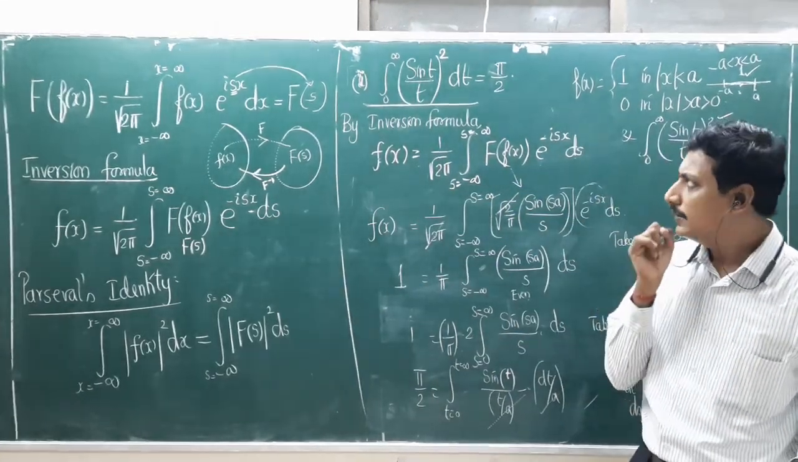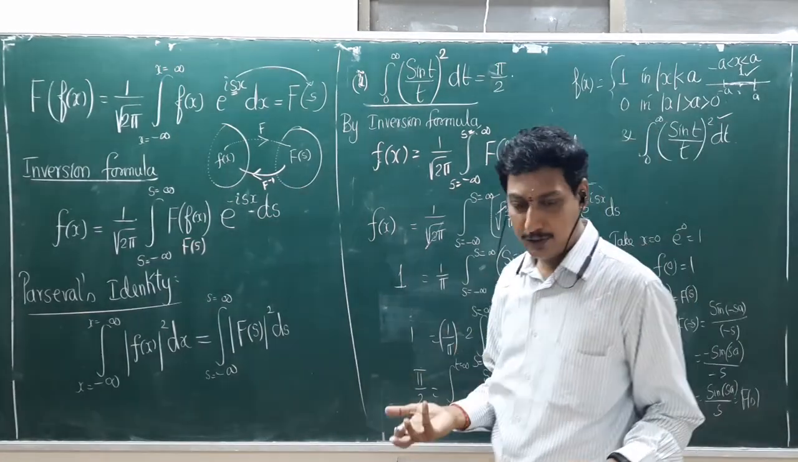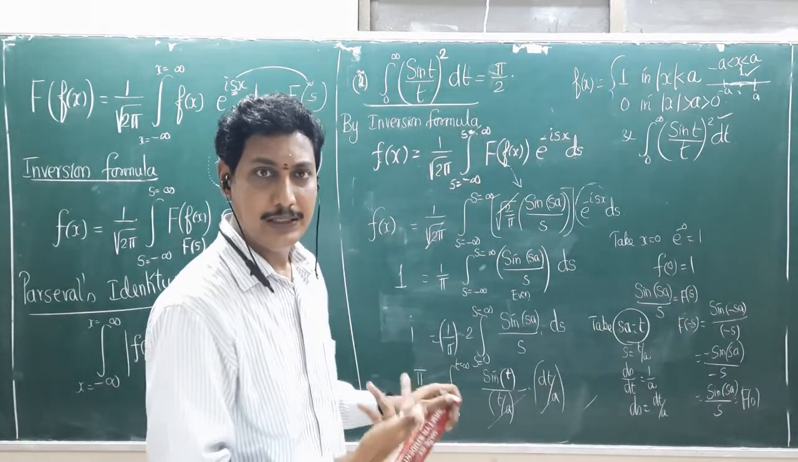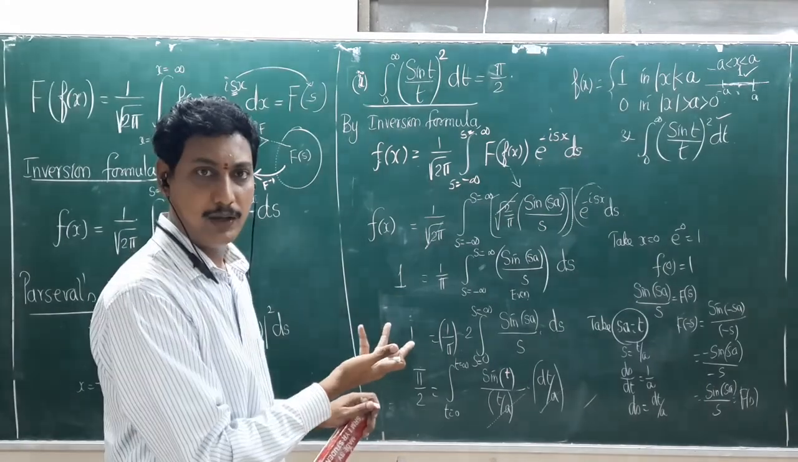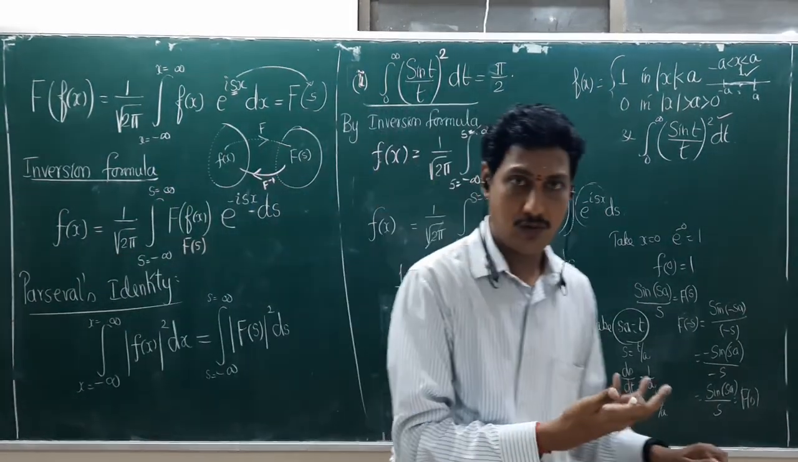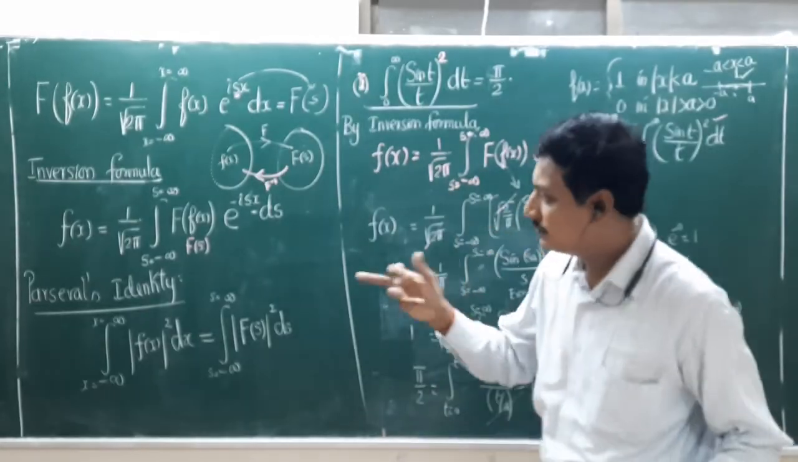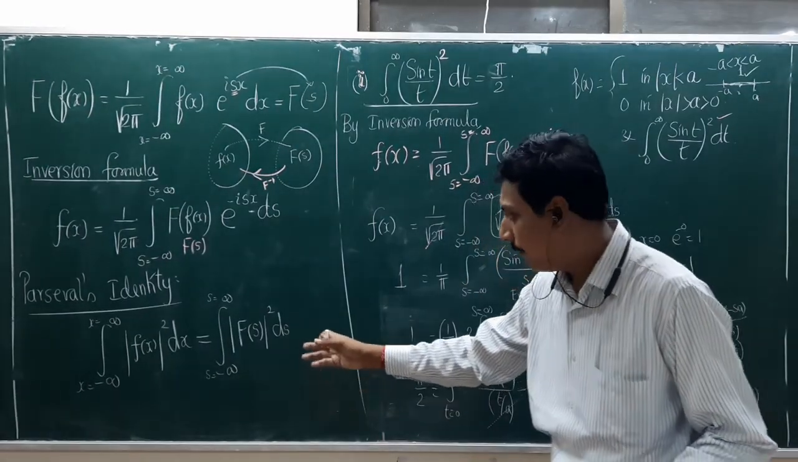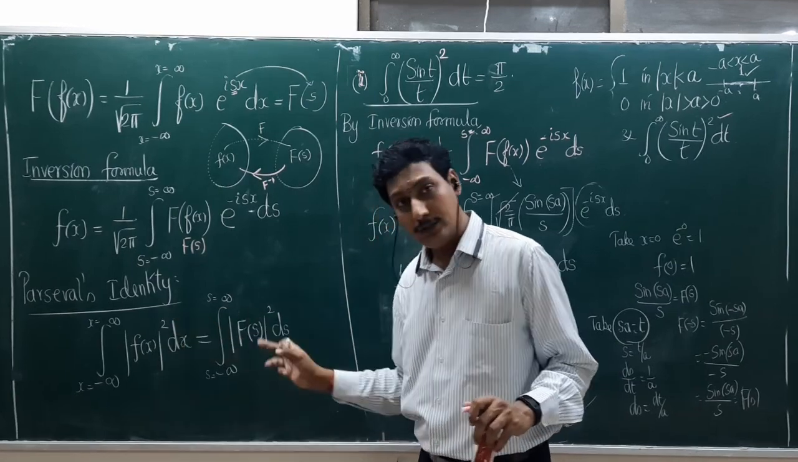How, sir? Power 2. So already I used the inversion formula this time, so I don't want to apply once again the same formula for this question. So better we go for the square. Can you see Parseval's identity? Yes, Parseval's identity makes a square in both these sides.